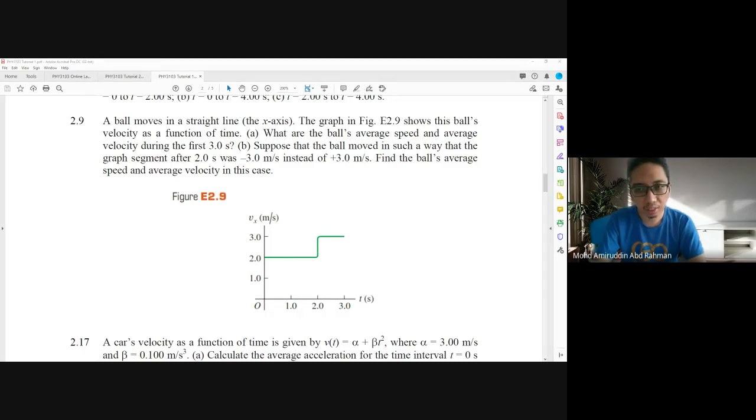Alright. And then what's the average speed? The average speed will still take the total distance traveled, which is 7 meters divided by 3 seconds. The answer for the average speed is 2.33 meters per second.